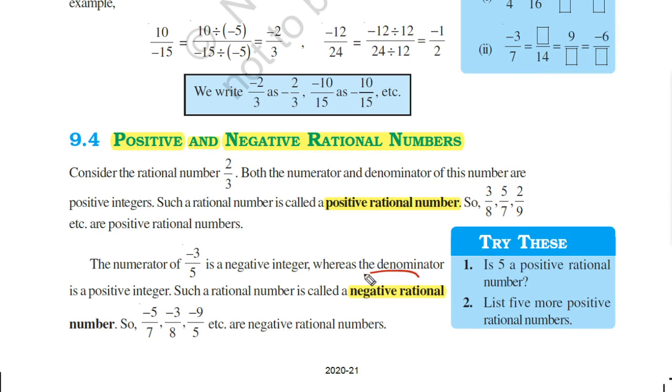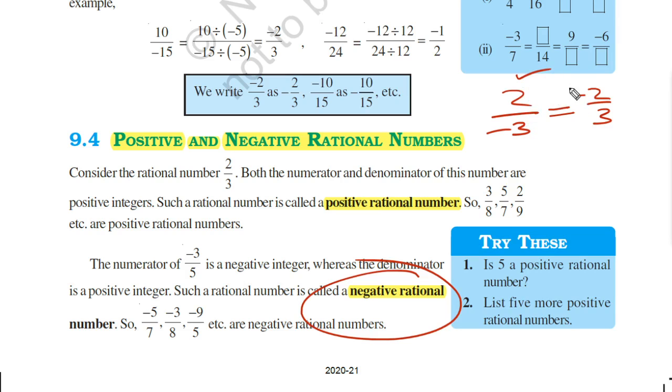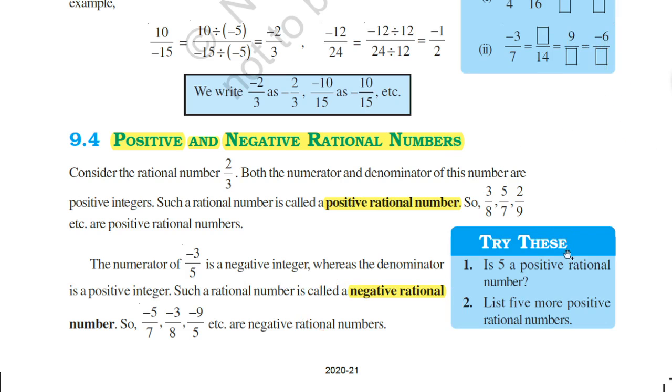Another thing about negative rational numbers is, suppose you are writing 2 by minus 3. It will be written as minus 2 by 3, as 2 upon minus 3 is equal to minus 2 upon 3, as the values of both are the same. So basically the standard form of writing a rational number is minus 2 by 3. This is the standard form, but the other is not incorrect also. This is also correct, but this is the standard form.